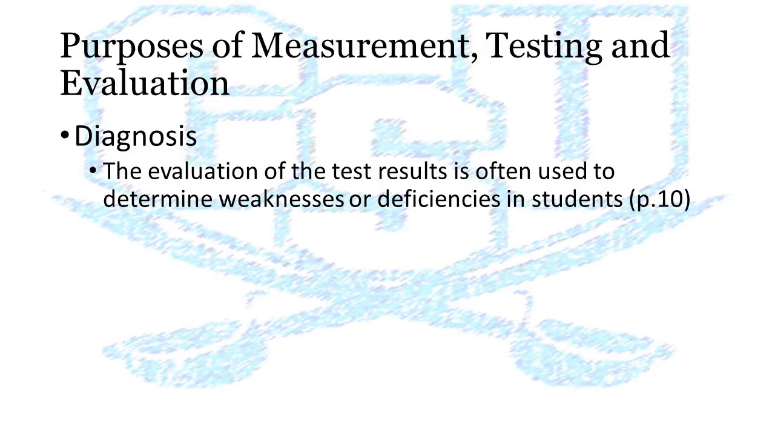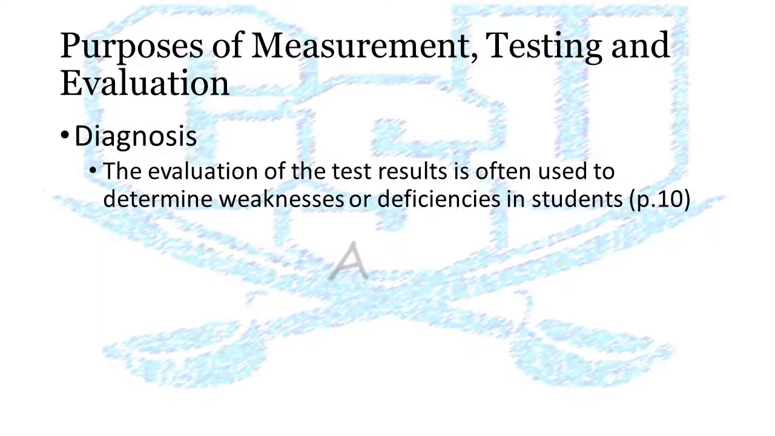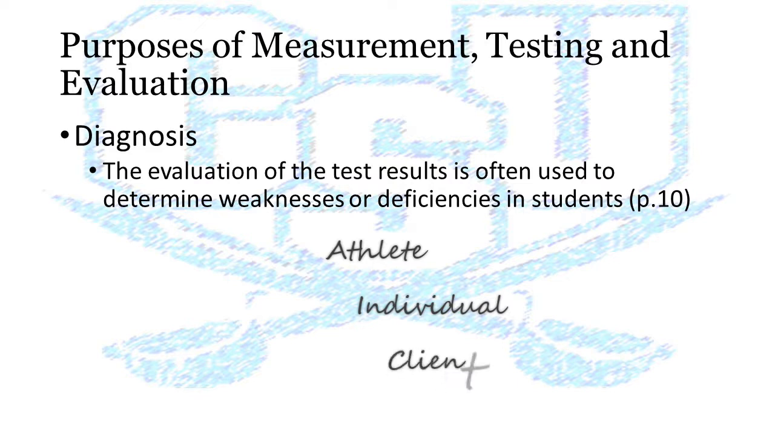The next purpose of measurements, testing, and evaluation is diagnosis. So we take the initial test and placement, and we give them a small diagnosis. So here we see the evaluation of the test results is often used to determine weaknesses or deficiencies in students. That was out of page 10. So basically you can replace students with your athletes, individuals, your clients, your patients, anybody that you're testing essentially.